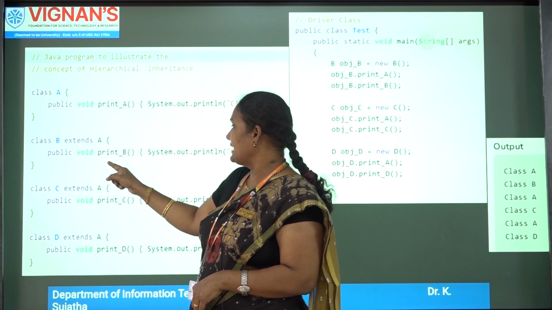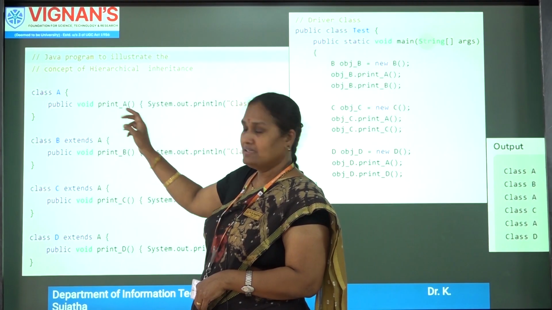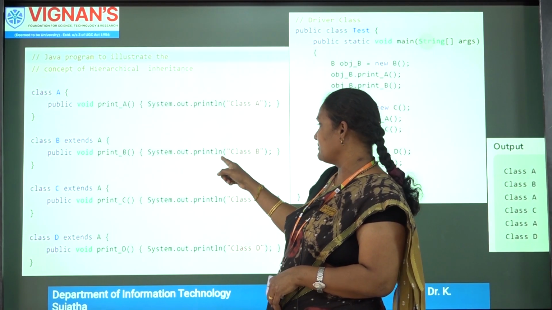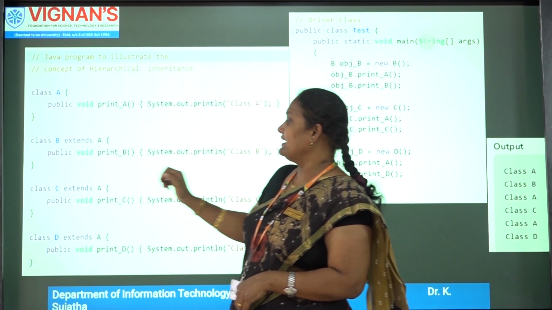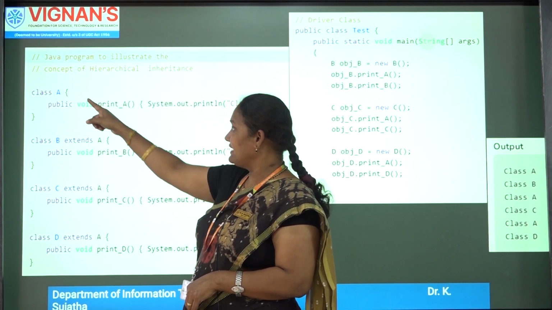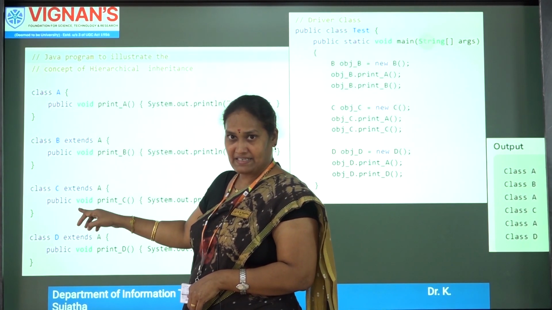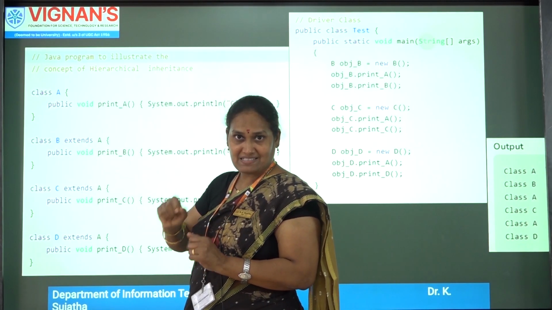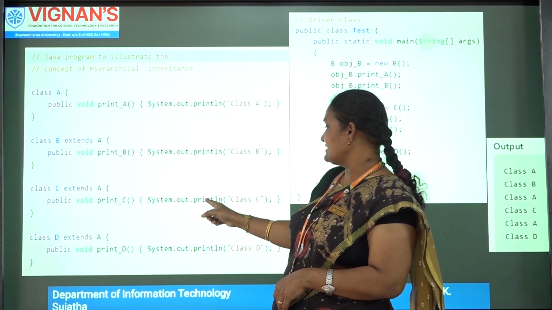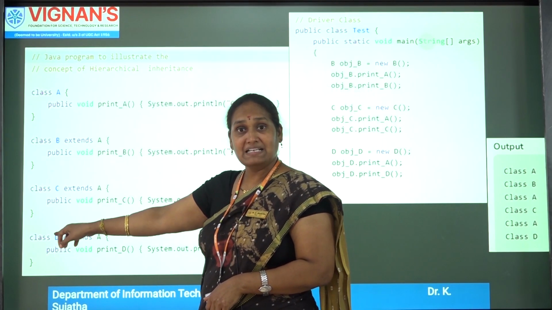This is also having a method named print B. Here the method name is print A. Here the method name is print B. This is also having a print statement which prints class B. Now here I have taken another class C. This also extends A. Here A is the superclass. From A, B is extended and C is extended. These two are called sibling classes. Right. Now here it is having a method print C which contains a print statement that prints class C, and I have taken another class D.